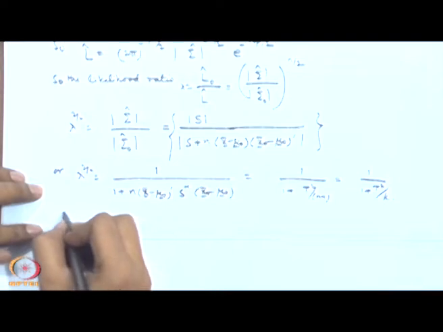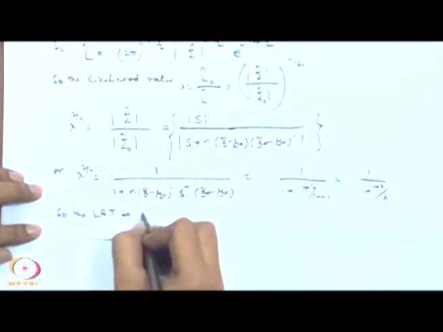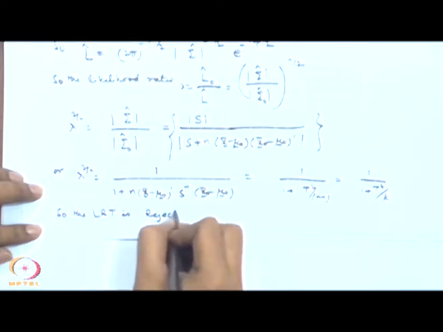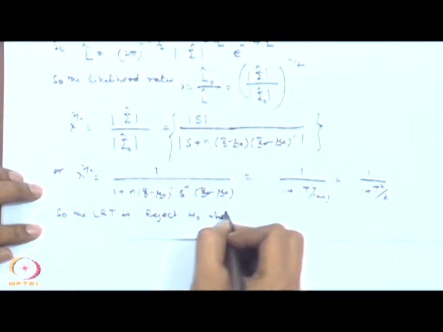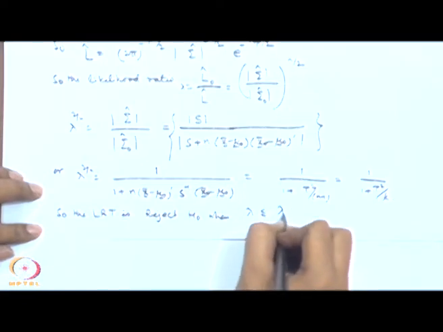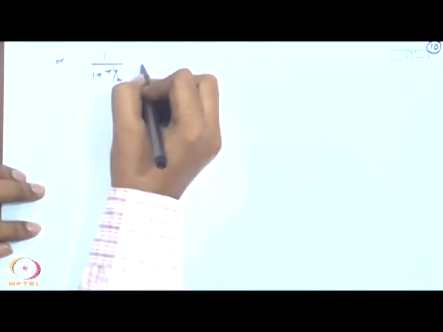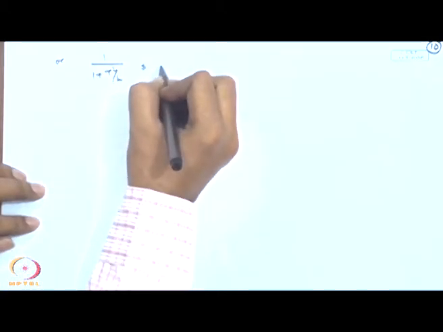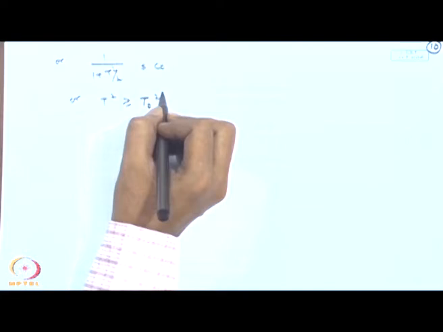So, the likelihood ratio test is: reject H naught when lambda is less than or equal to some lambda naught, that is, 1 by 1 plus T square by k less than or equal to some c naught, or we can say T square greater than or equal to some T naught square.